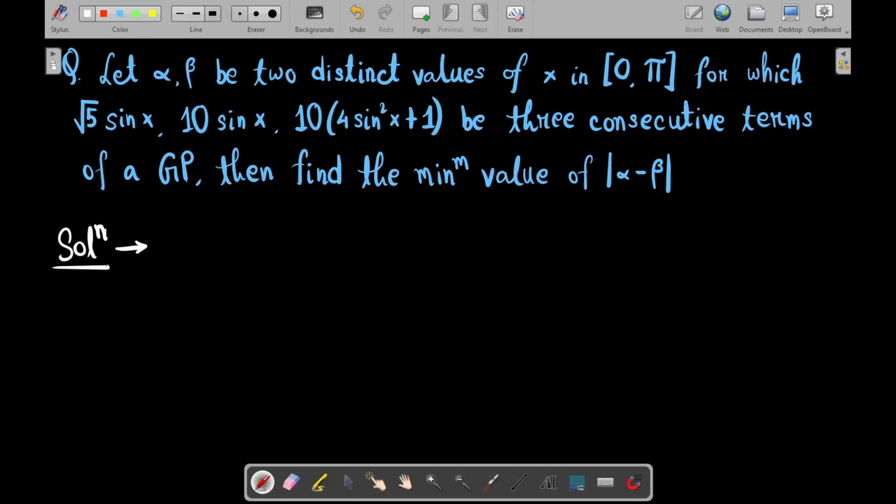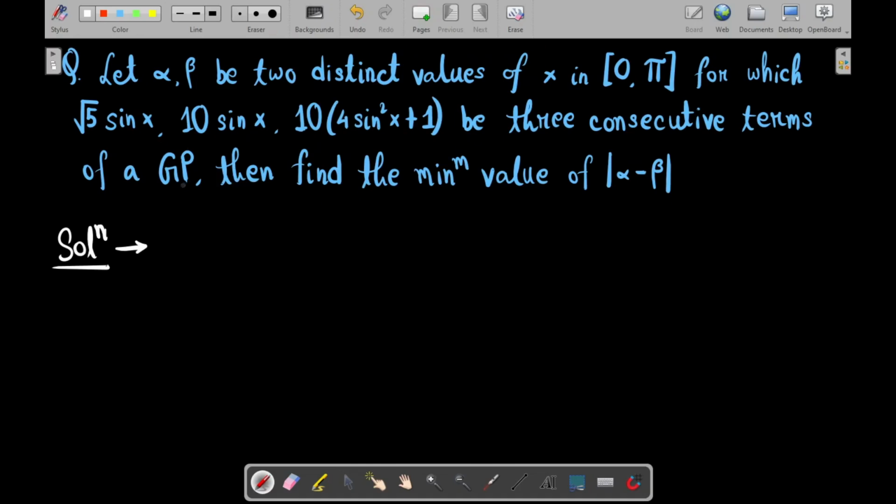Hello everyone. In this question, it is asked that if alpha, beta be two distinct values of x in the closed interval 0 to pi, for which root 5 sin x, 10 sin x, and 10 times (4 sin square x plus 1) are three consecutive terms of a geometric progression, then we have to find the minimum absolute value of alpha minus beta.